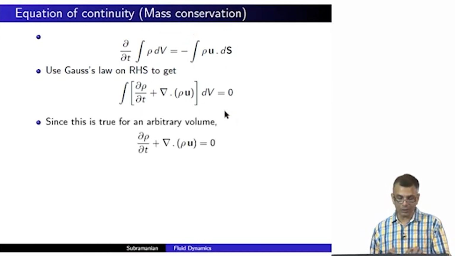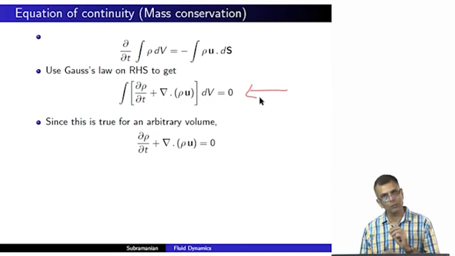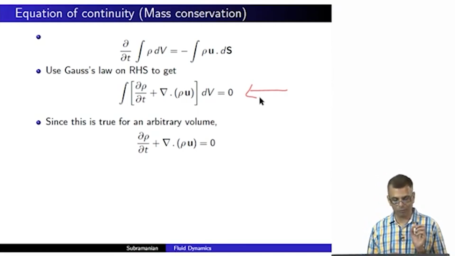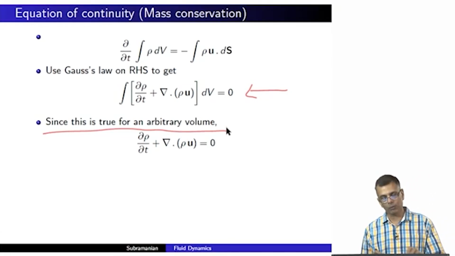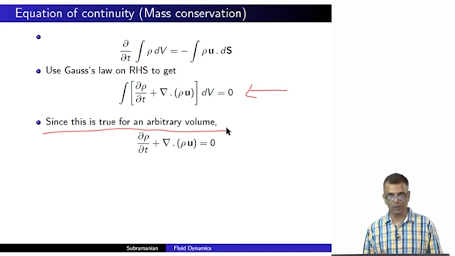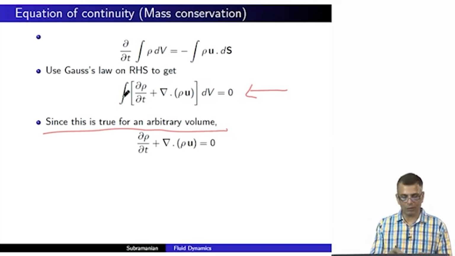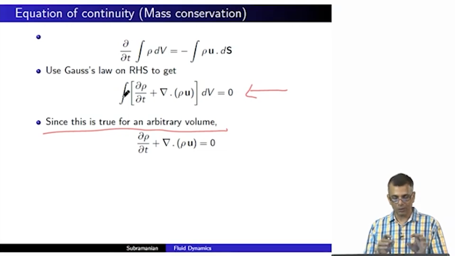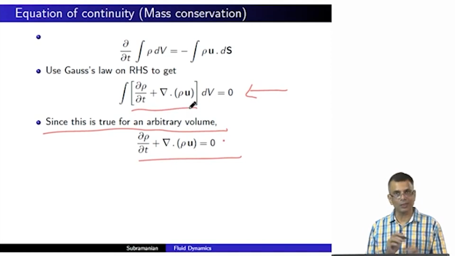And since this entire statement is true for any arbitrary volume, no matter how small, and this is very, very important. Since this is true for an arbitrary volume, I should probably have written arbitrarily small volume. You can take this dV to be arbitrarily small, in which case the integral is irrelevant, right? So we can say that the integrand itself is equal to 0. Notice this is nothing but the integrand here. Okay, and that is it.